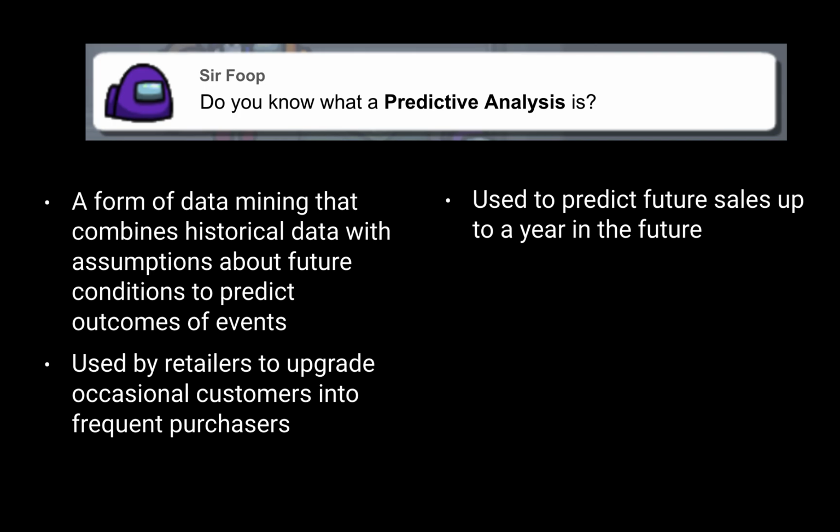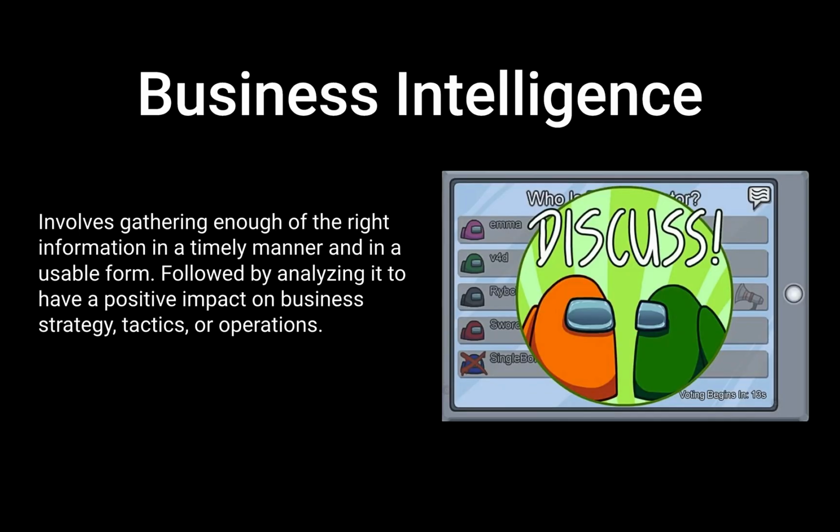And you as MIS are the ones who should be recommending to organizations how to leverage the data they have or are collecting. We will end with this slide on business intelligence, or BI. BI is an umbrella term that involves gathering enough of the right information in a timely manner and in a usable form. As MIS, you want to give the right information to the right people at the right moment. This is followed by analyzing it to have a positive impact on business strategy, tactics, or operations.